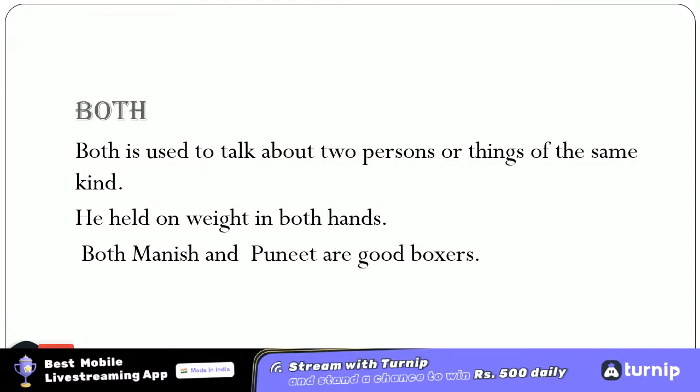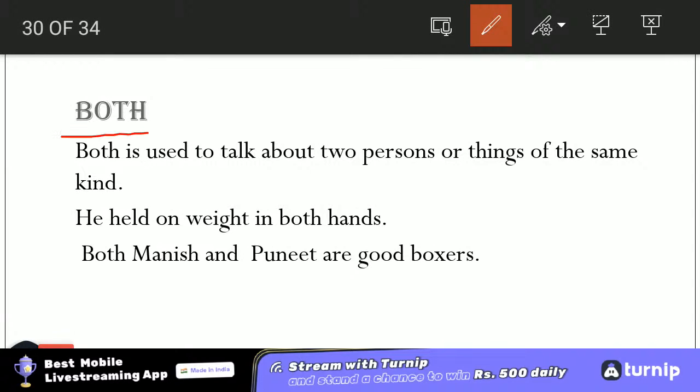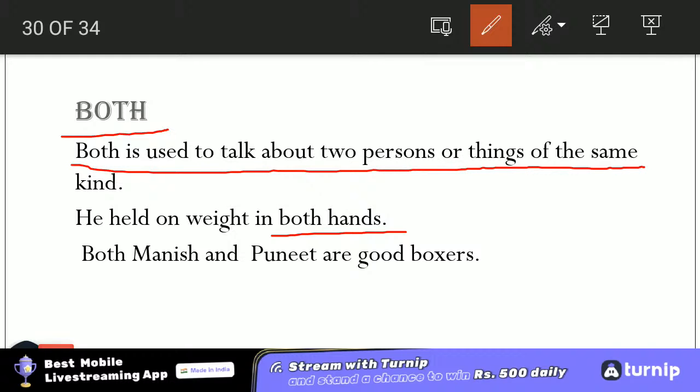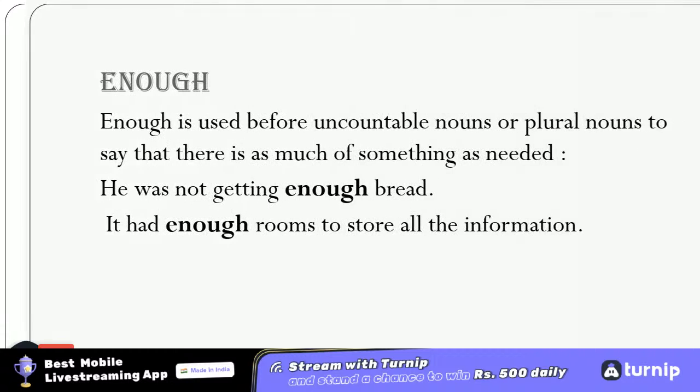The next is both. When we have to use both: he held on weight in both hands. Both is used to talk about two persons or things of the same kind. जब दोनों चीज़ें बिल्कुल सेम हों, we use the word both. Both Manish and Puneet are good boxers. So we are denoting both of them in the same situation कि दोनों ही good boxers हैं. एक अच्छा एक गंदा नहीं, दोनों का सेम ही सेंस हो. Then we use the quantifier or the determiner both.